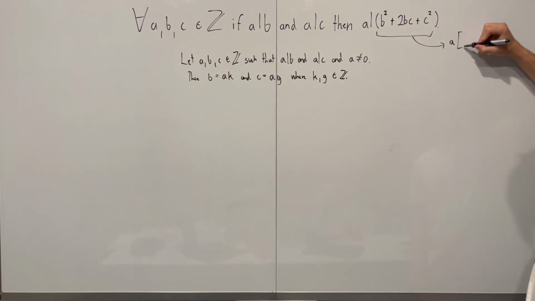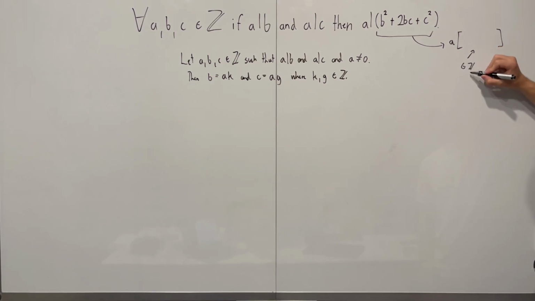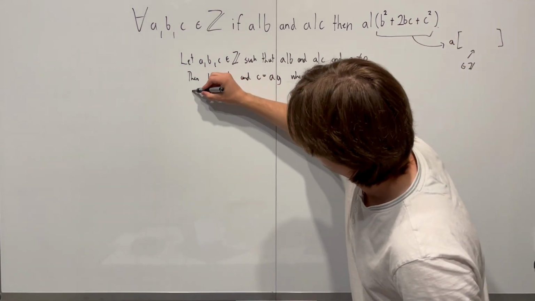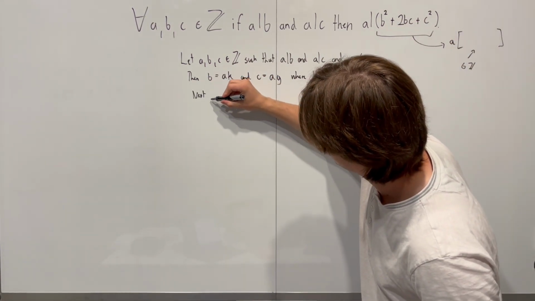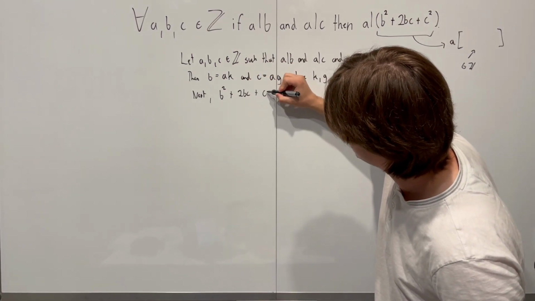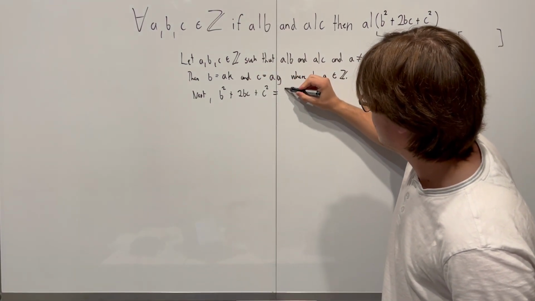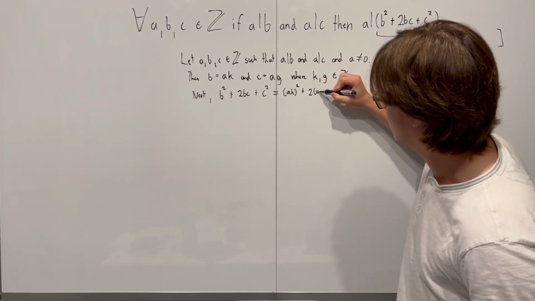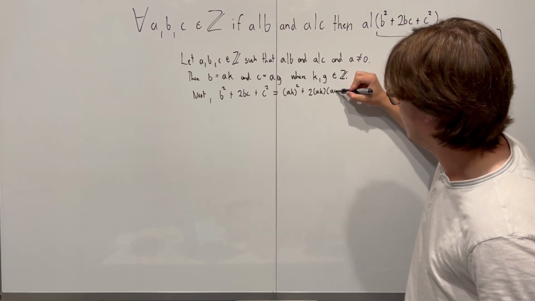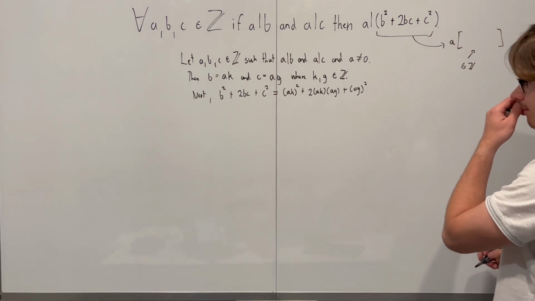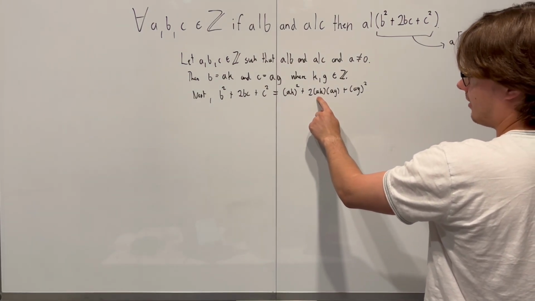So now we have enough information to try and check this right-hand side and see if it can in fact be written as a multiplied by something in a huge bracket where everything in this bracket is going to be an integer. So let's go ahead and give that a shot. So we could say next b² plus 2bc plus c² can be written as ak² plus 2 times ak times ag plus ag all squared.